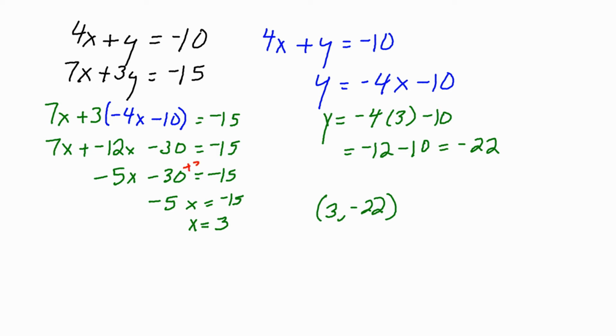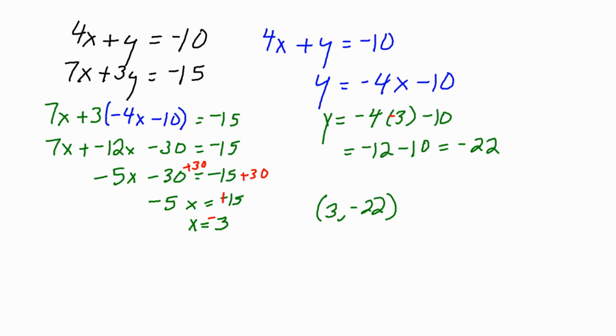Then we added 30 to both sides. So I should have had a positive 15, which would have given me a negative 3 for my answer. So that's where my mistake was. Checking your ordered pair in the original equations will help you find an error.